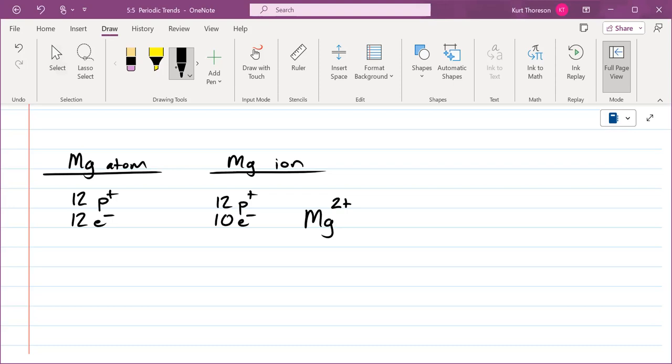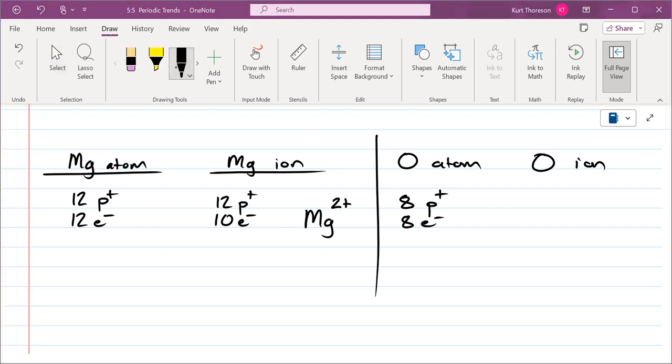All right. Let's do another one. Oxygen. What is oxygen's atomic number, guys? 8. 8 what? Good. So how many electrons does it have? Very good. Let's do an oxygen ion. How many protons does the ion have? Because the proton number doesn't change. See, I'm going to be saying that a lot.